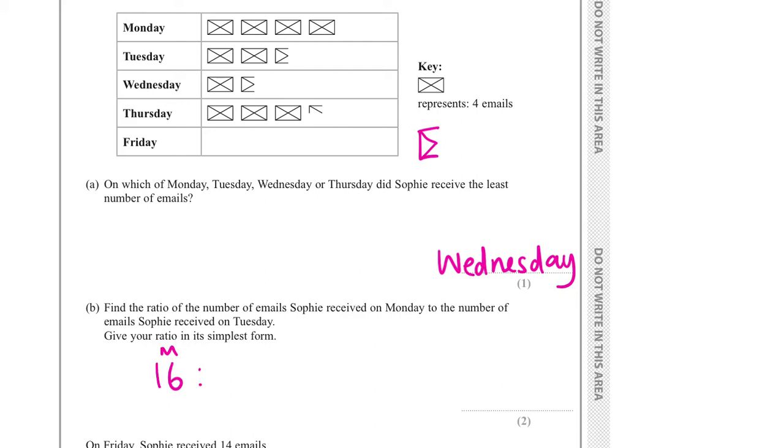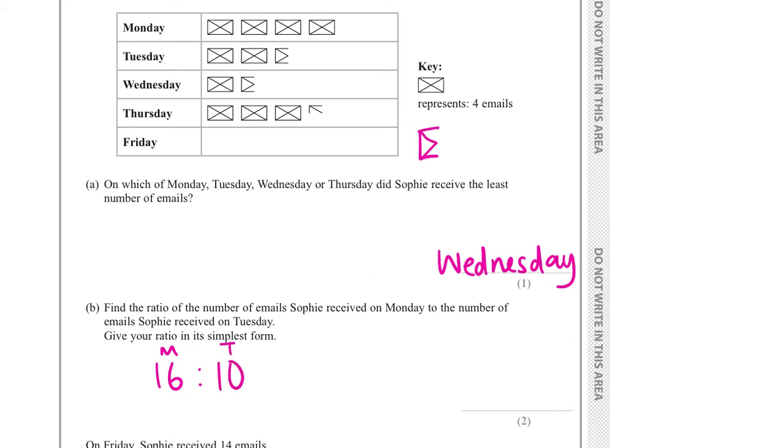How about on Tuesday? 4, 8. And then we have half of one of these. Half of 4 is 2. So 4 plus 4 plus 2. 10.